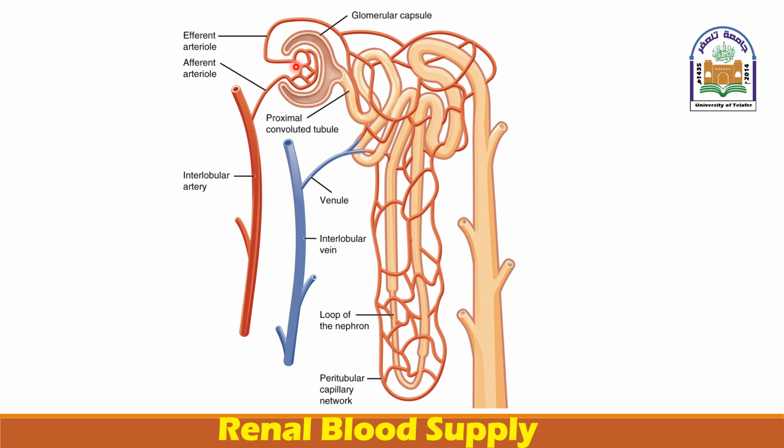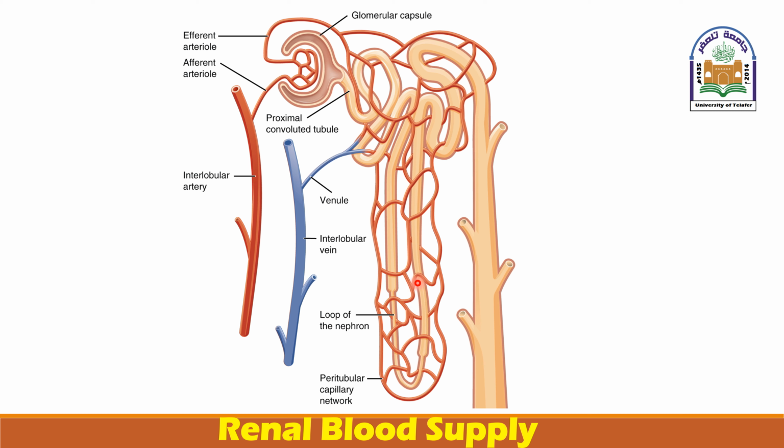Most of it goes to the cortex because the cortex contains the glomeruli, and it is the site of filtration, and this is what our body physiology needs. And the small amount going to the medulla is again very essential to maintaining high osmolality in the medulla, which is one of the most important factors in the ability of our kidney to concentrate and dilute urine.